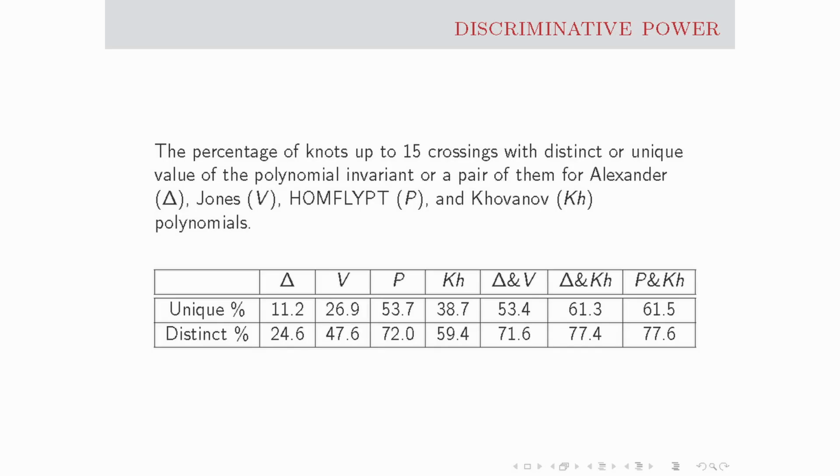Well, let's look at the database question, as Pavel used to tease me over that. How good are these invariants at distinguishing knots? So, you know, up to 15 crossings, the Alexander polynomial actually has only 11% of unique values. The Jones polynomial, for which Jones got a Fields Medal, is doing somewhat better, but, you know, less than random, right? Less than 50%. And even if we take them in pairs, we're still barely above 50%. Okay, it is what it is.